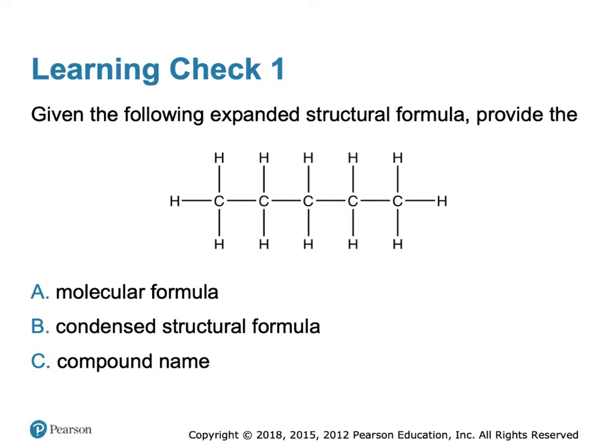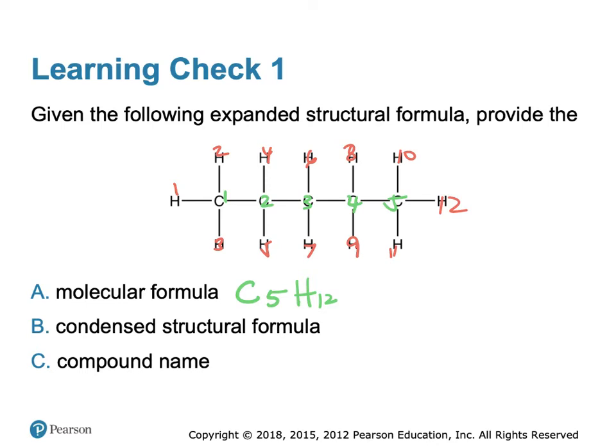So if we count, we will see that we have 5 carbons here and that we have 12 hydrogens. So 1, 2, 3, 4, 5 carbons. And then 1, 2, 3, 4, 5, 6, 7, 8, 9, 10, 11, 12 hydrogens. So our molecular formula is C5H12.